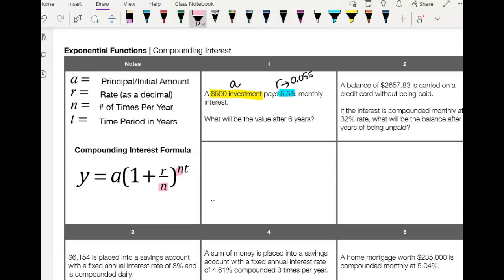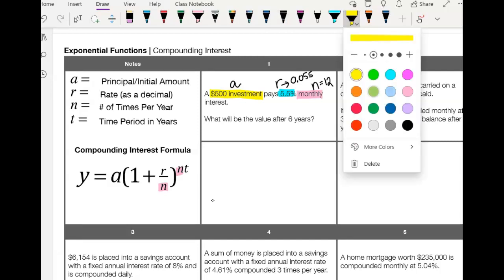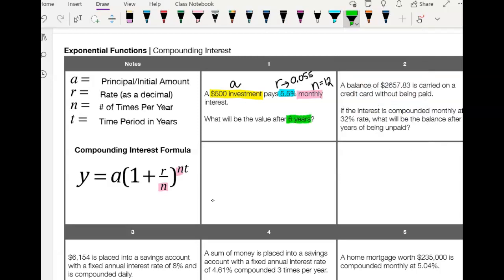Now the other part is that it's monthly. That's that N value, the number of times that we're doing that in a year. Because it's monthly, our N value is going to be 12. The last thing is we want to know what the value is going to be after 6 years. That's how long I'm letting this investment grow. Again, this does not take into account if you add anything to it. It's just saying, we put in $500. What would I expect to have in 6 years?